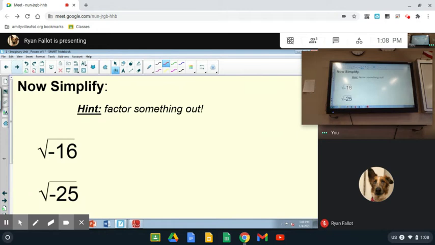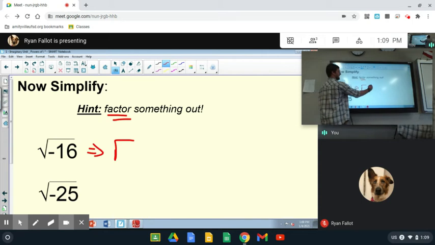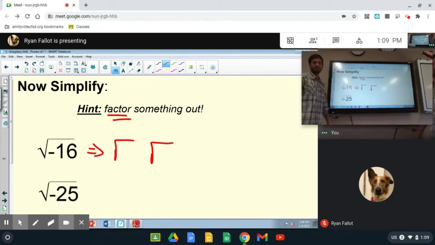So, now, simplify. Can't factor something out. We have never seen a radical with a negative inside of it. Not a big deal. We can factor something out and make our lives a lot easier. We know that radicals can't have negatives inside of them. So, we remember our radical rules. We can break down any radical into 2 radicals.